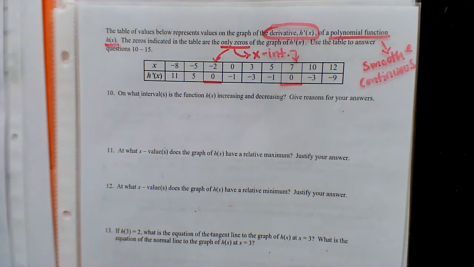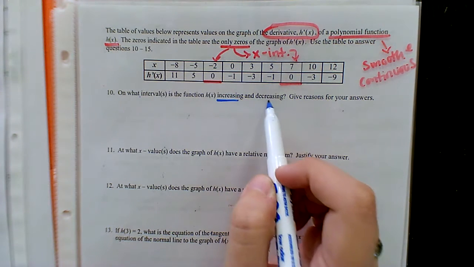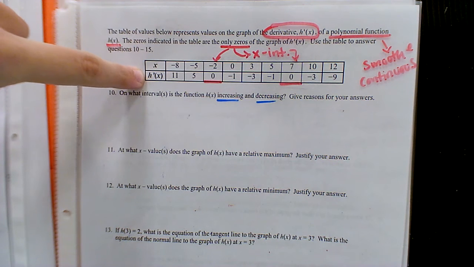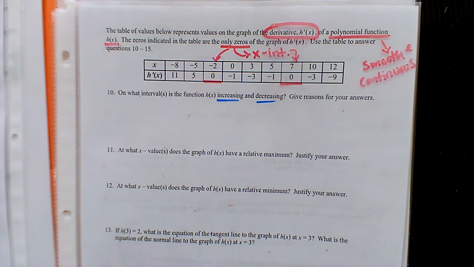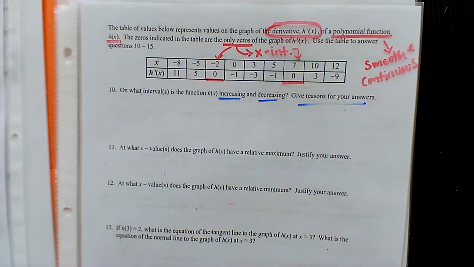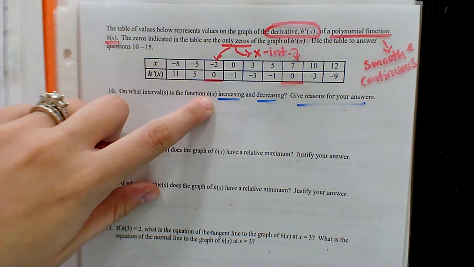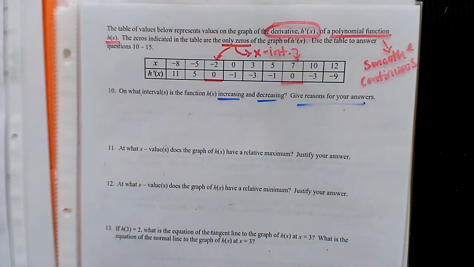Let's check out 10. On which intervals is the original function, h of x, increasing and decreasing? We'll check out increasing first. Can we identify, based off of this derivative or slope table, where the original function is increasing? And then we're going to provide a justification why. When we think about the connections between original function and derivative, if we want the original to be increasing, what should we be analyzing or looking for in terms of the derivative, aka slope?